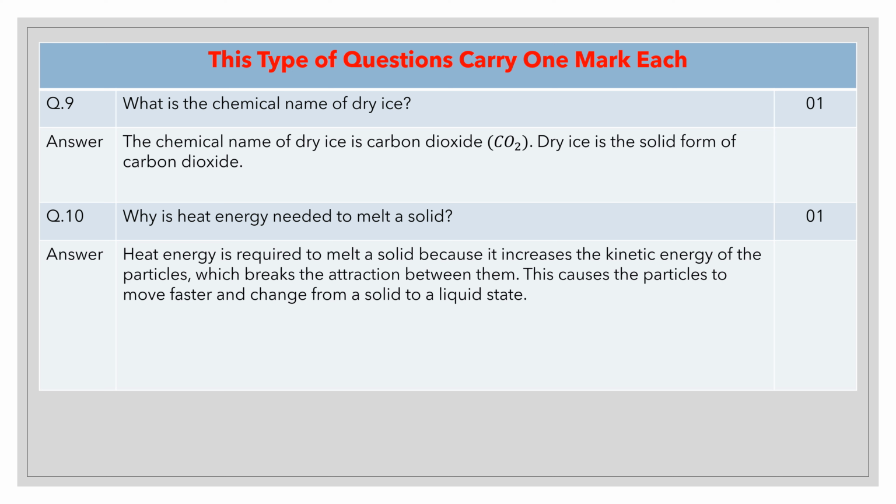Moving on to next question, that is, what is the chemical name of dry ice? Answer to this is, the chemical name of dry ice is carbon dioxide, also known as CO2. Dry ice is the solid form of carbon dioxide.